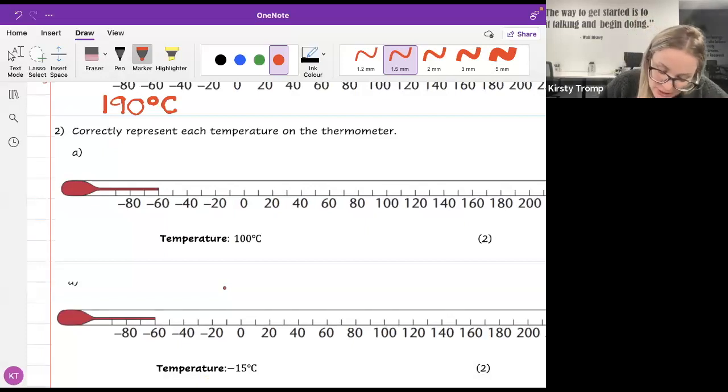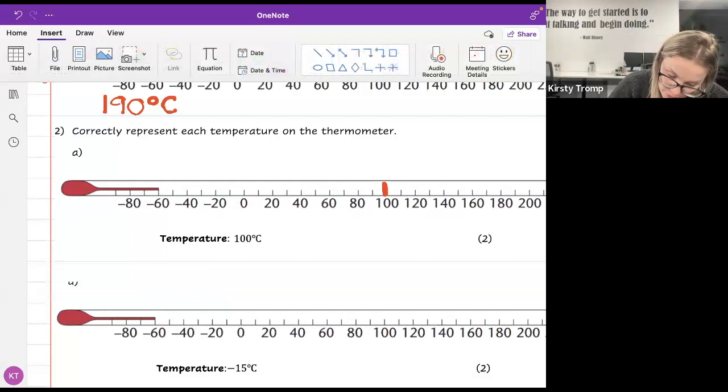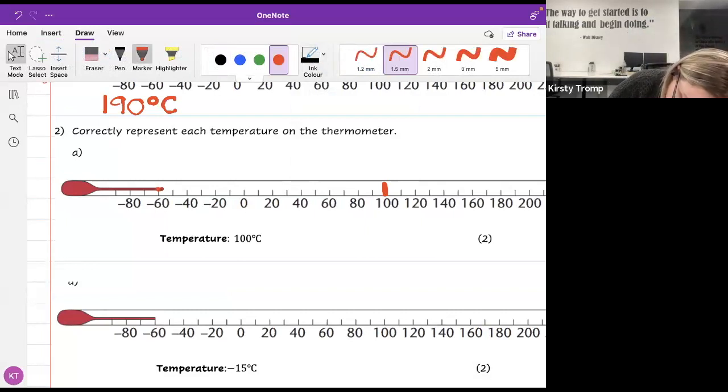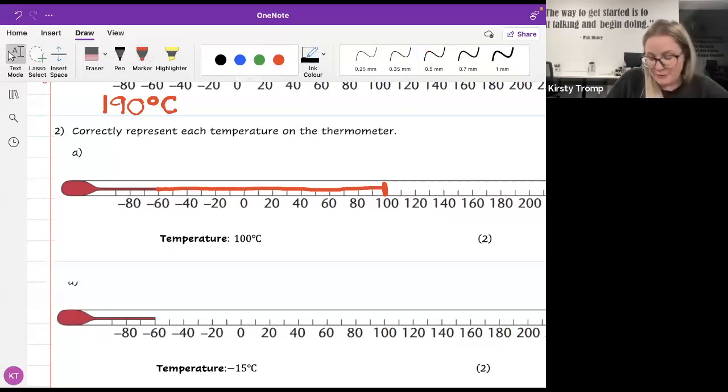So it says to me, correctly represent 100 degrees Celsius. I know that 100 degrees Celsius is sitting over here. So if I'm going to represent that with a straight line, unfortunately, I can't draw a straight line, but you guys can at home probably. Oh, wait, I do have a straight line. Okay, I'm going to go with a straight line and let's see, hopefully it lets me do a straight line, maybe not. Okay, and I'm going to use my ruler and fill in 100 degrees Celsius.